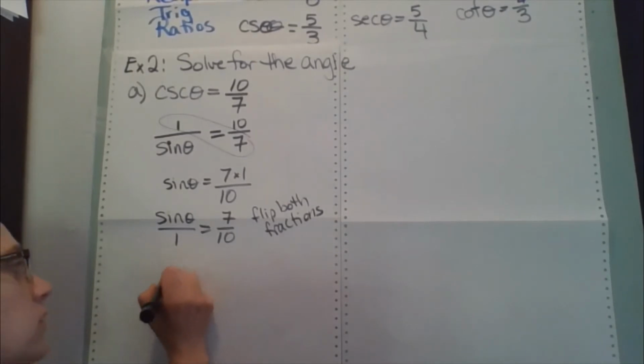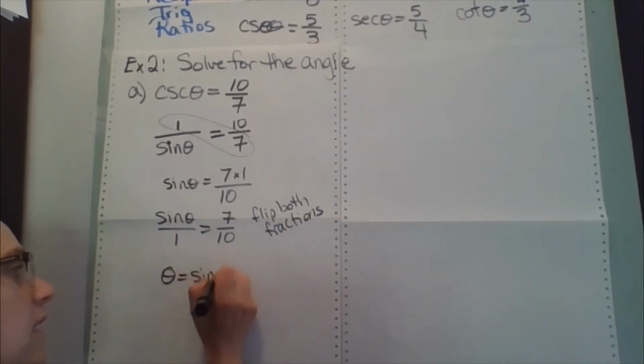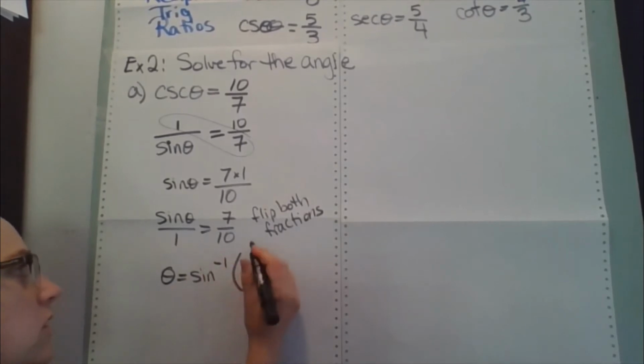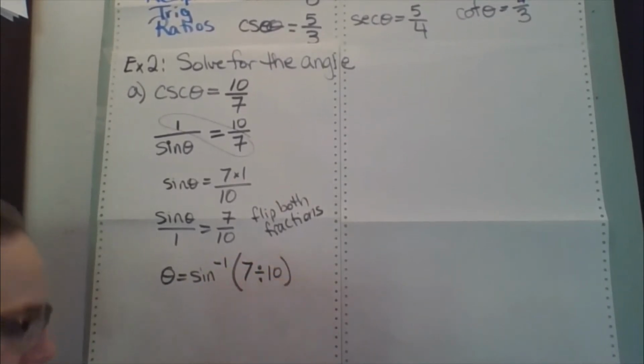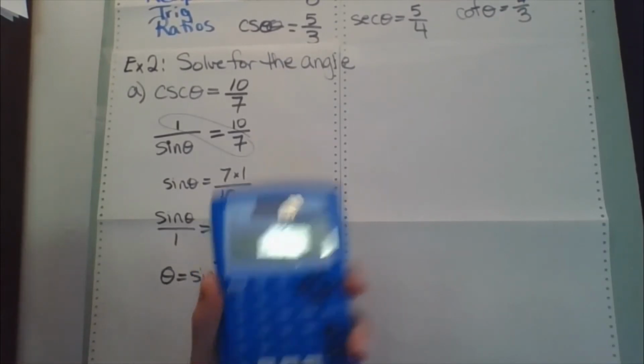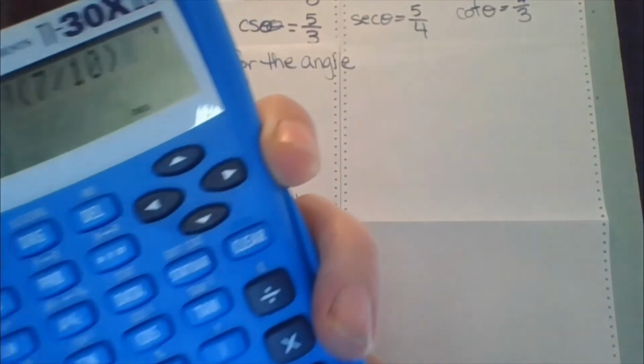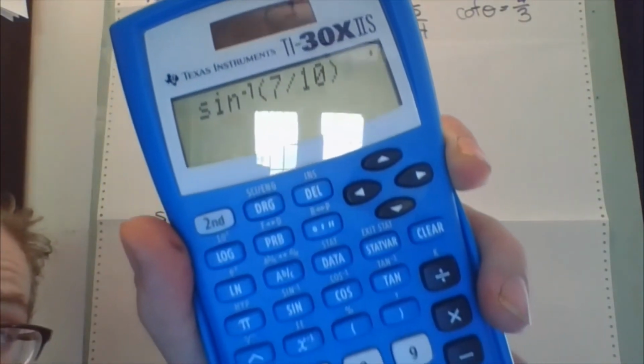So let's solve. So remember theta, to get that alone, you have to find the inverse. And so you're going to be typing in 7 divided by 10, right? So second function sine, 7 divided by 10. Make sure it's all inside the brackets. You're going to do it all in one step.